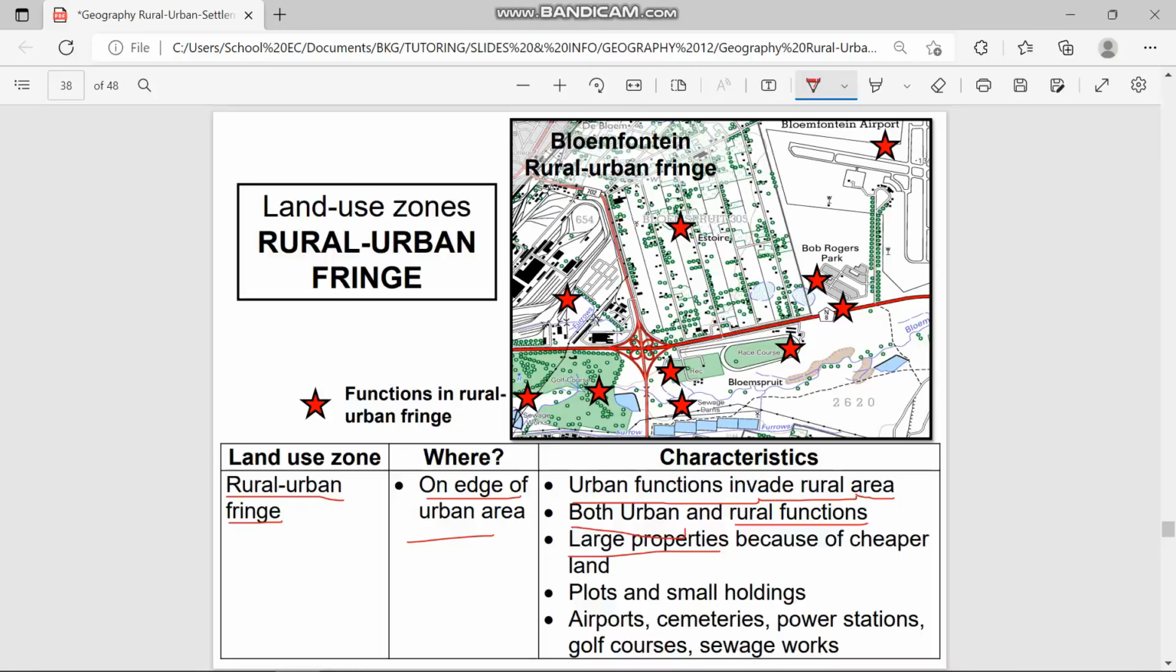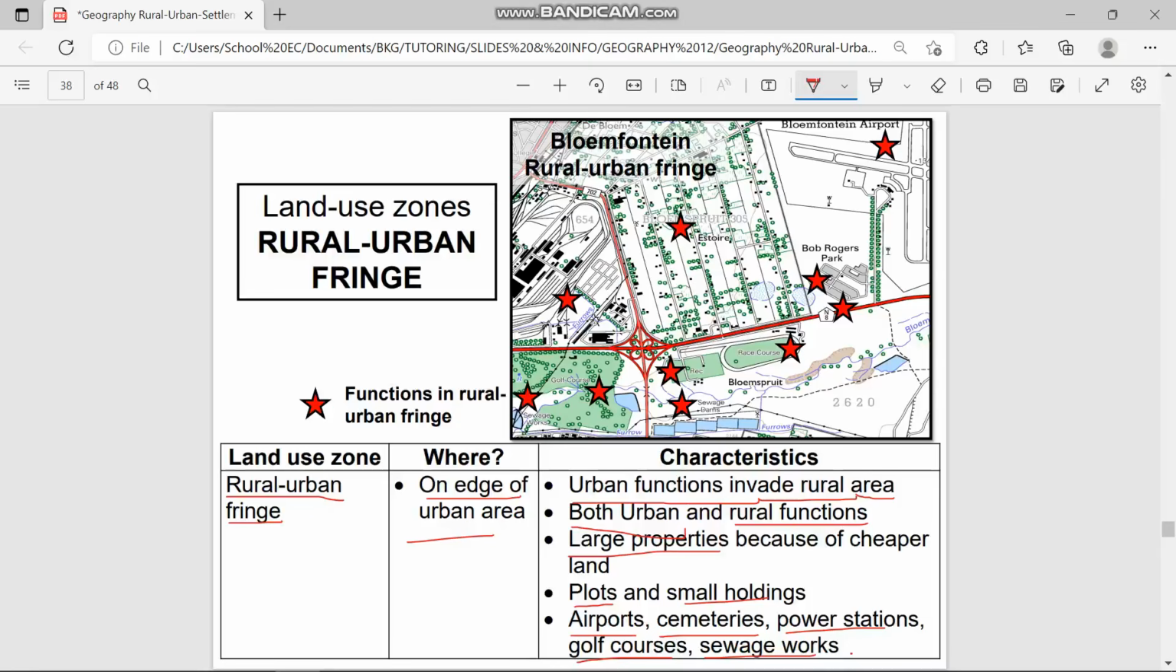So that's what the line says. Plots and small holdings. Airports, you can find airports there in rural urban fringe. Cemeteries, power stations, golf courses, sewage works, and others, guys. There are so many.